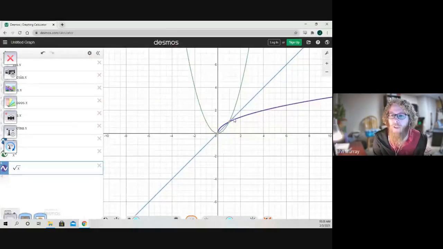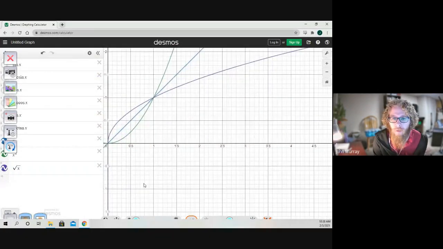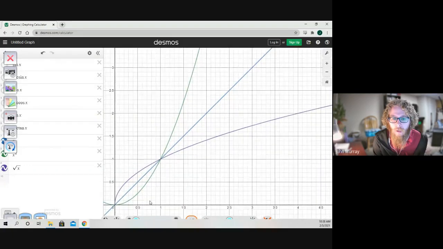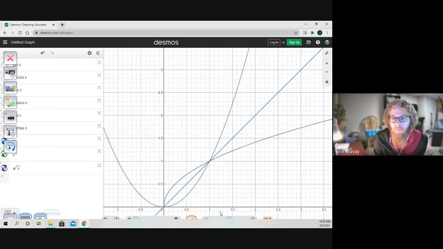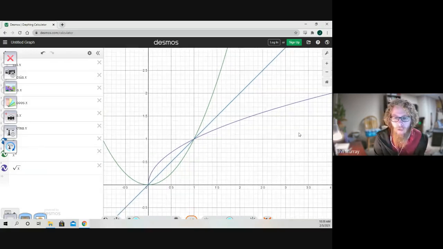Right. So for our basic functions on the graph, they are reflections over the line y equals x. So this blue line here is y equals x. The green line is x squared, which gives me my parabola. And then the purple line is the square root of x.